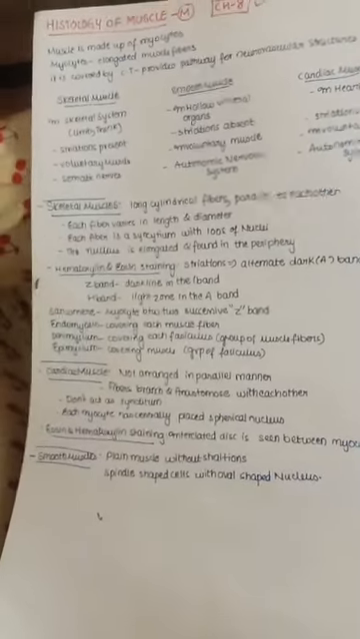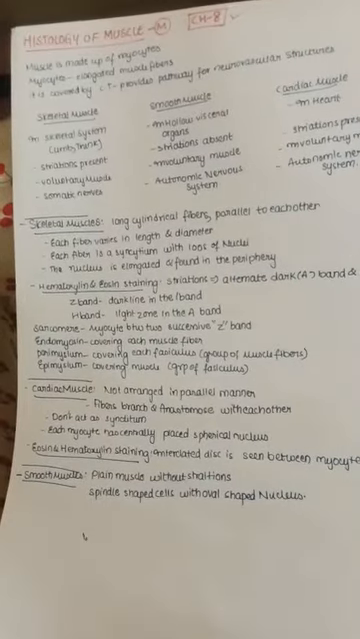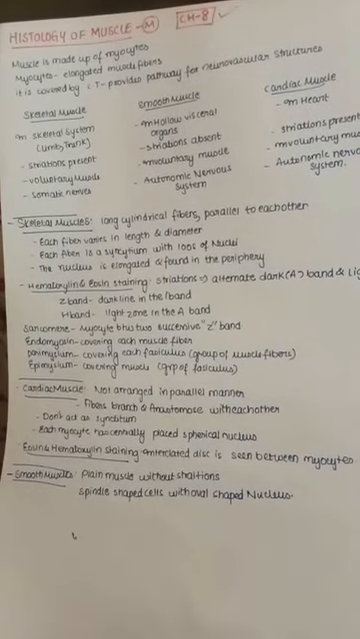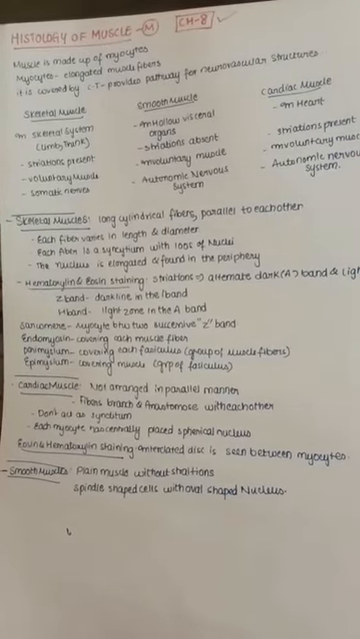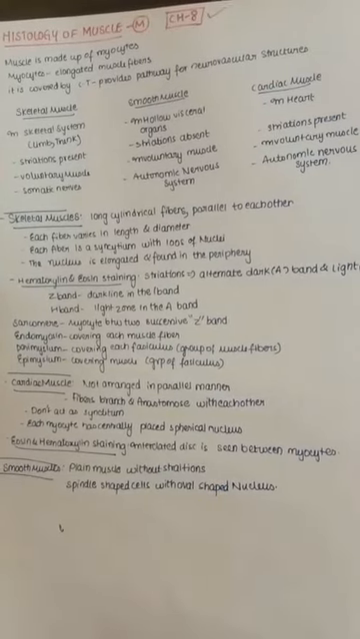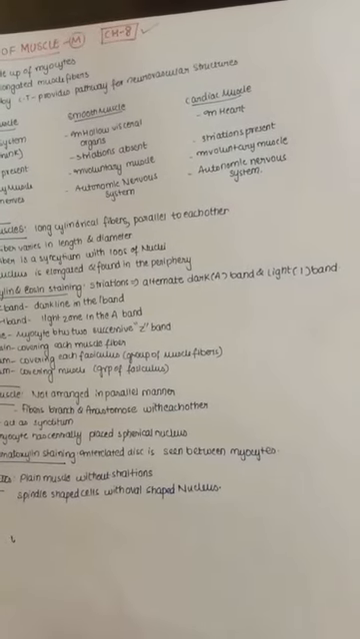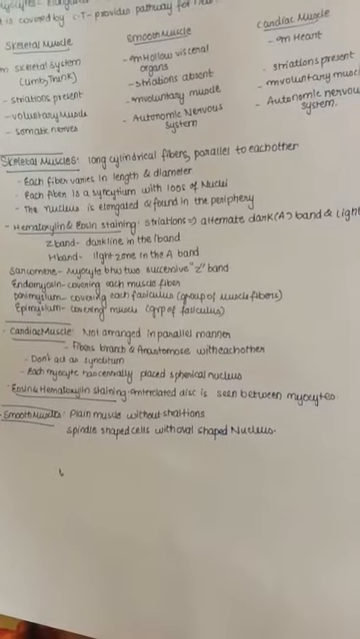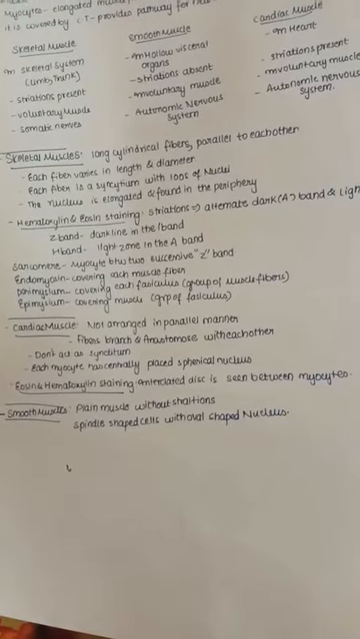So skeletal muscles are long cylindrical fibers arranged parallel to each other, and each fiber varies in length and diameter. Each fiber is a syncytium with hundreds of nuclei, and the nucleus is elongated and found in the periphery. In hematoxylin and eosin staining, we can see striations that are alternate dark and light bands. Dark, second letter A, so A band, light I means I band. There is a Z band, that is a dark line in an I band. H band is a light zone in an A band.